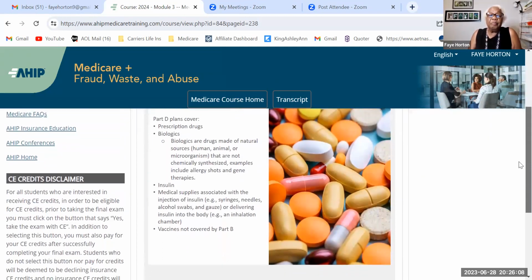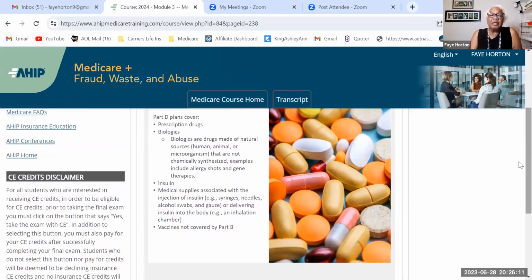Covered drugs. Part D plans cover prescription drugs. Biologics are drugs made of natural sources. I may not be pronouncing that right. Does anyone have a different pronunciation? Biologics. Yeah, that's biologics. Biologics are drugs made of natural sources, human, animal, or microorganism, that are not chemically synthesized. Examples include allergy shots and gene therapies.